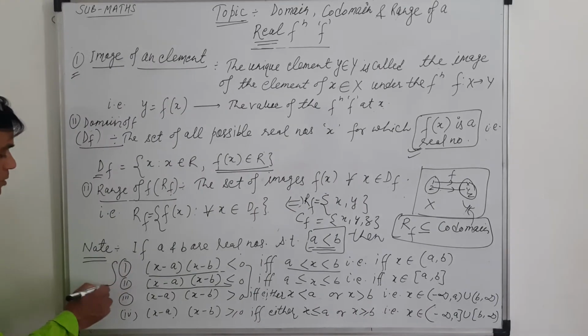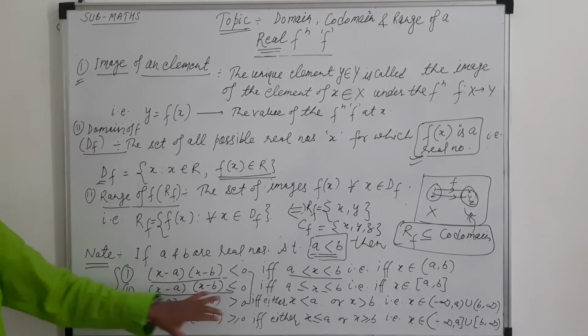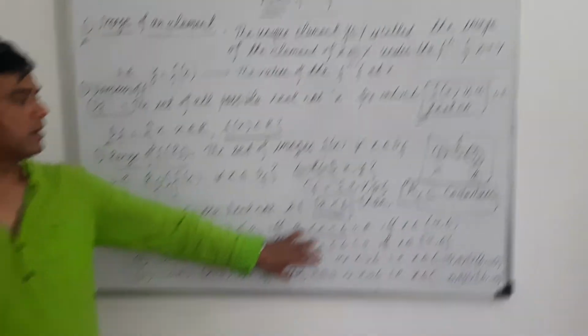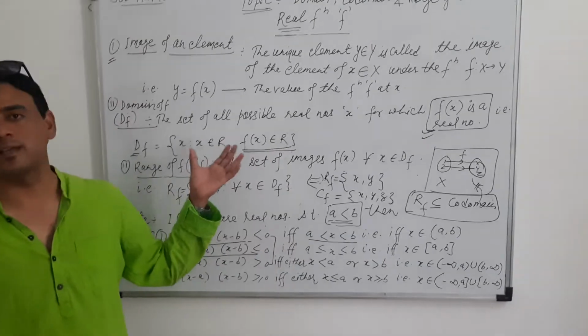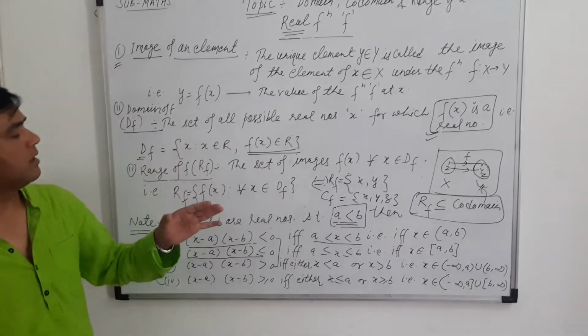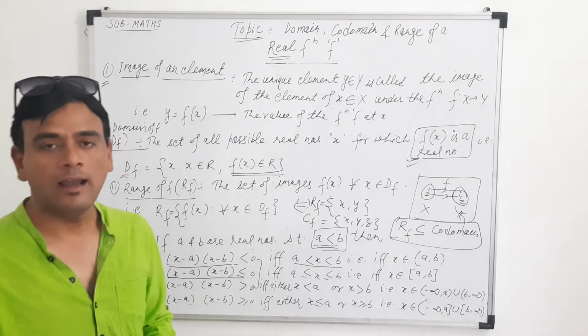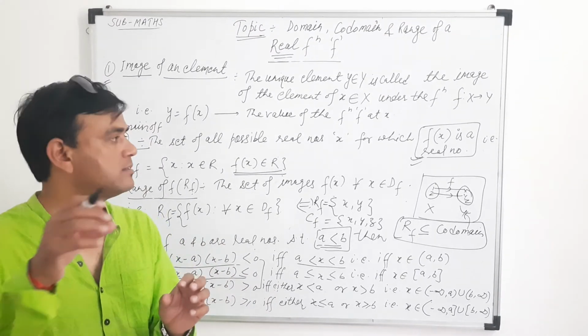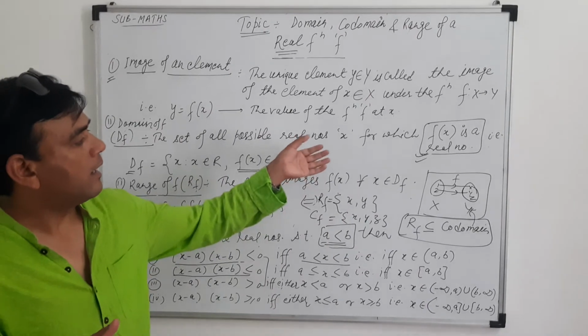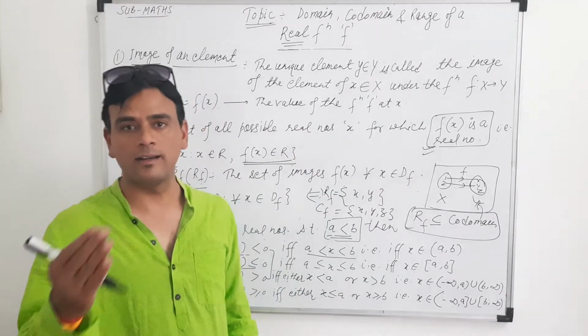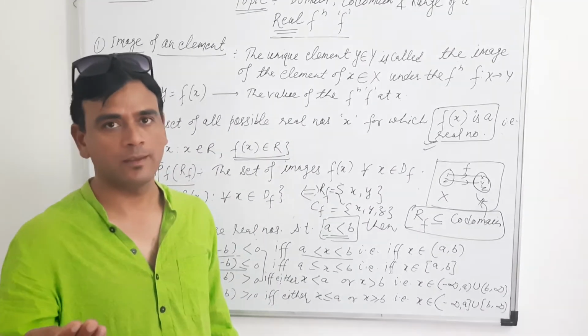These 4 rules you have to keep in your mind. We have already discussed this in 11th class. So after this we will take some examples of domain and range: how to find the domain of a function, how to find the range of a function, and how to check the difference between codomain and range. So I will take an example in front of you. Okay.